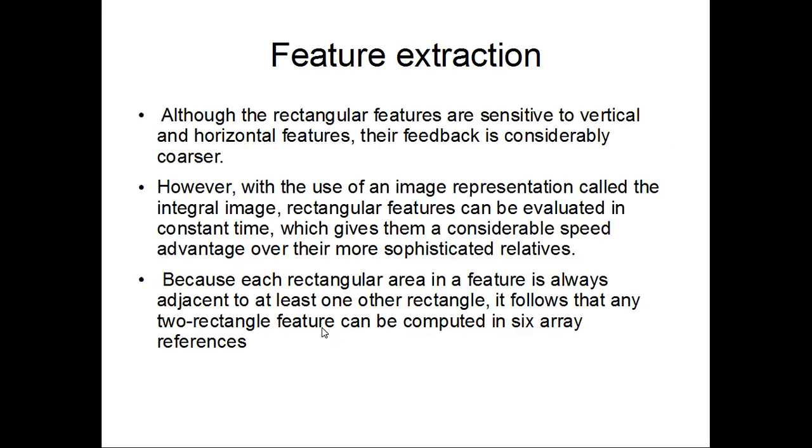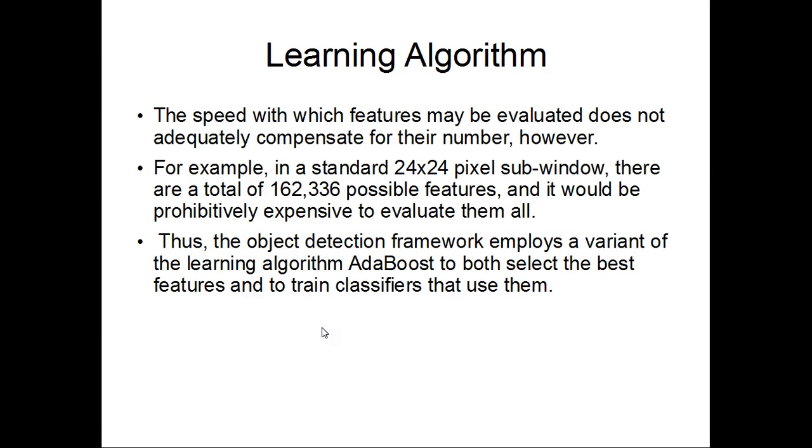So when we move to feature extraction, these features are sensitive to vertical and horizontal features, and their feedback is considerably coarser. However, with the use of an image representation called the integral image, rectangular features can be evaluated in constant time, which gives them a considerable speed advantage over their more sophisticated relatives. Because each rectangular area in a feature is always adjacent to at least one other rectangle, any two-rectangle feature can be computed in a six-array reference.